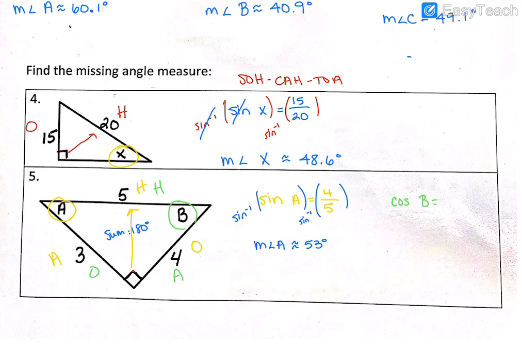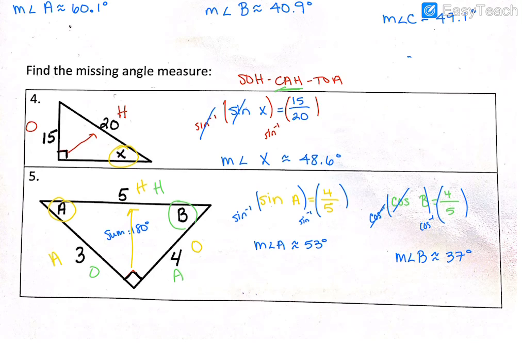Okay, so cosine of B, cosine is A over H, so we want A on top. The green A is 4, and H is going to be 5. It almost looks very similar to what we had over here, but we have a different trig function, which does matter. Okay, so we're going to use cosine inverse on both sides, and what we're left with is the measure of angle B is approximately, type into your calculator, second cosine 4/5, and we're going to get approximately 37 degrees.